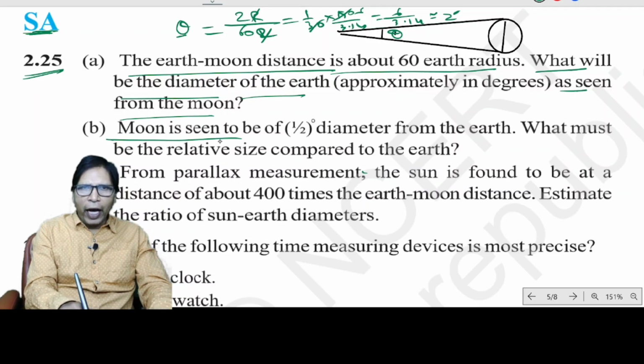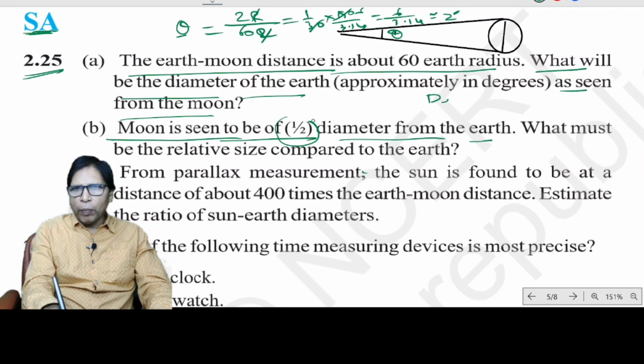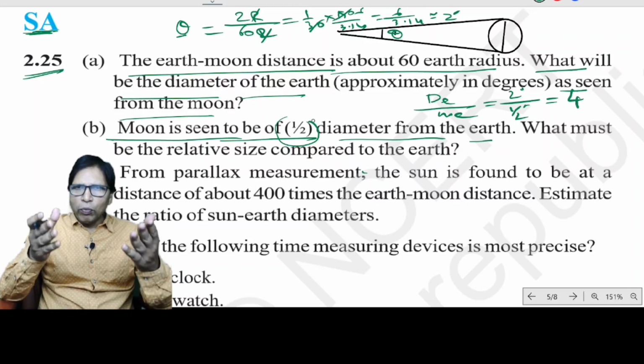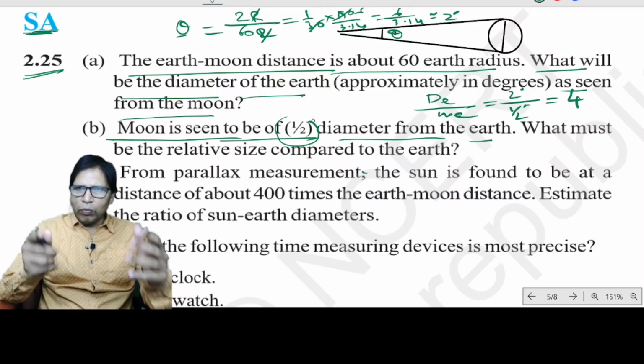Now the moon is seen at half degree diameter from the earth. So look at this. If the moon is seen at half degree, then diameter of earth by diameter of moon is 2 degree by half degree. So the ratio becomes 4. That is, the diameter of the earth is 4 times the diameter of the moon.